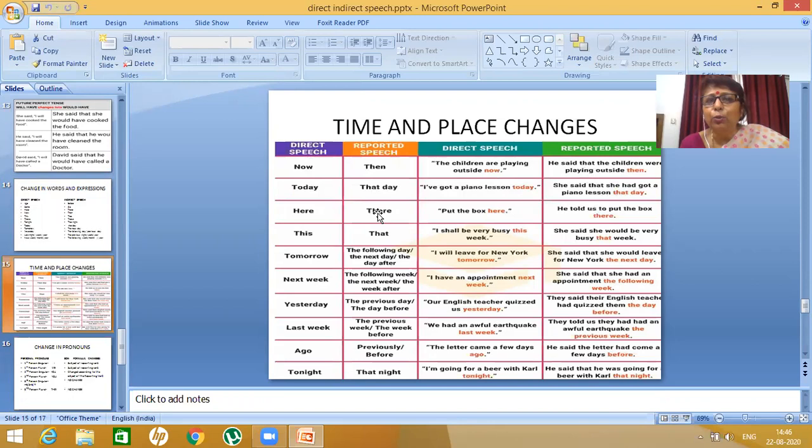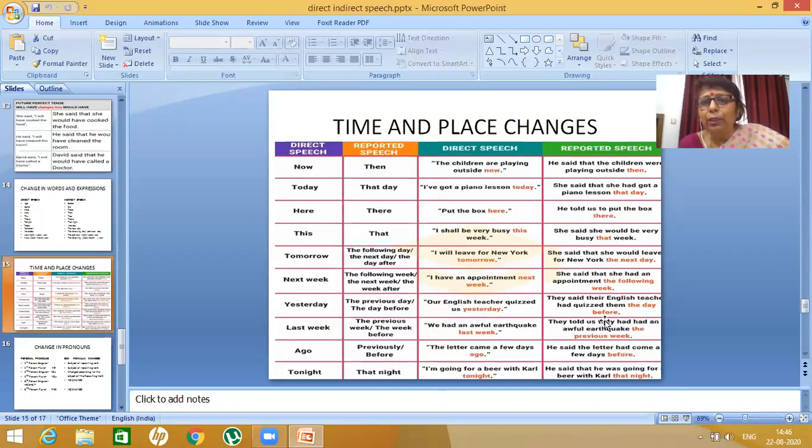Similarly, here changes to there. Put the box here. He told us to put the box there. This changes to that. I shall be very busy this week. She said she would be very busy that week. As you can see in all these changes, tomorrow changes to the next day, and next week changes to the following week.